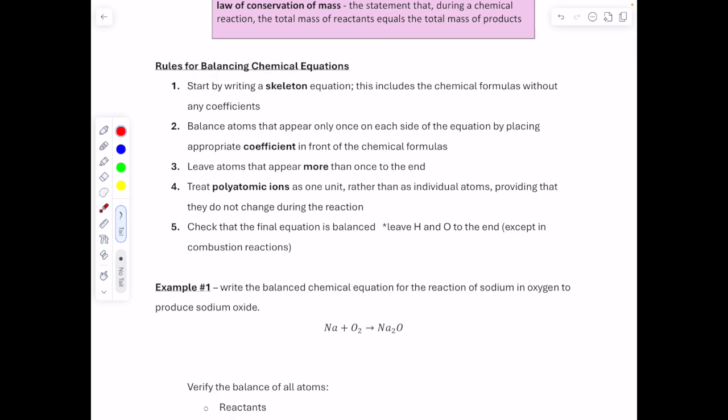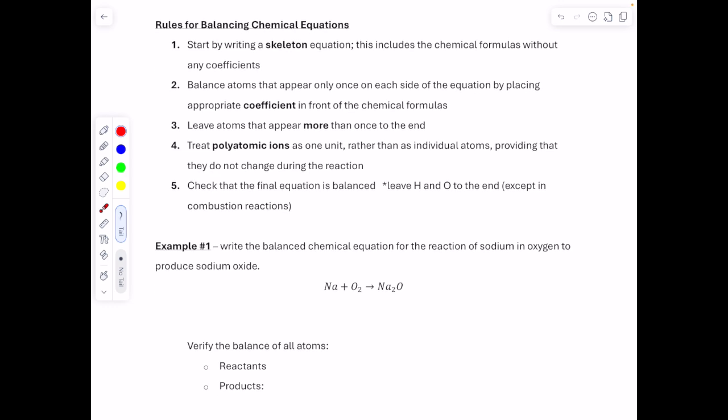The rules for balancing chemical reactions or chemical equations are as follows. Number 1, start by writing a skeleton equation. This includes the chemical formulas without any coefficients. Number 2, balance atoms that appear only once on each side of the equation by placing the appropriate coefficient in front of the chemical formulas. Number 3, leave atoms that appear more than once to the end. Number 4, treat polyatomic ions as one unit rather than as individual atoms, provided that they don't change during the reaction. And number 5, check that the final equation is balanced.